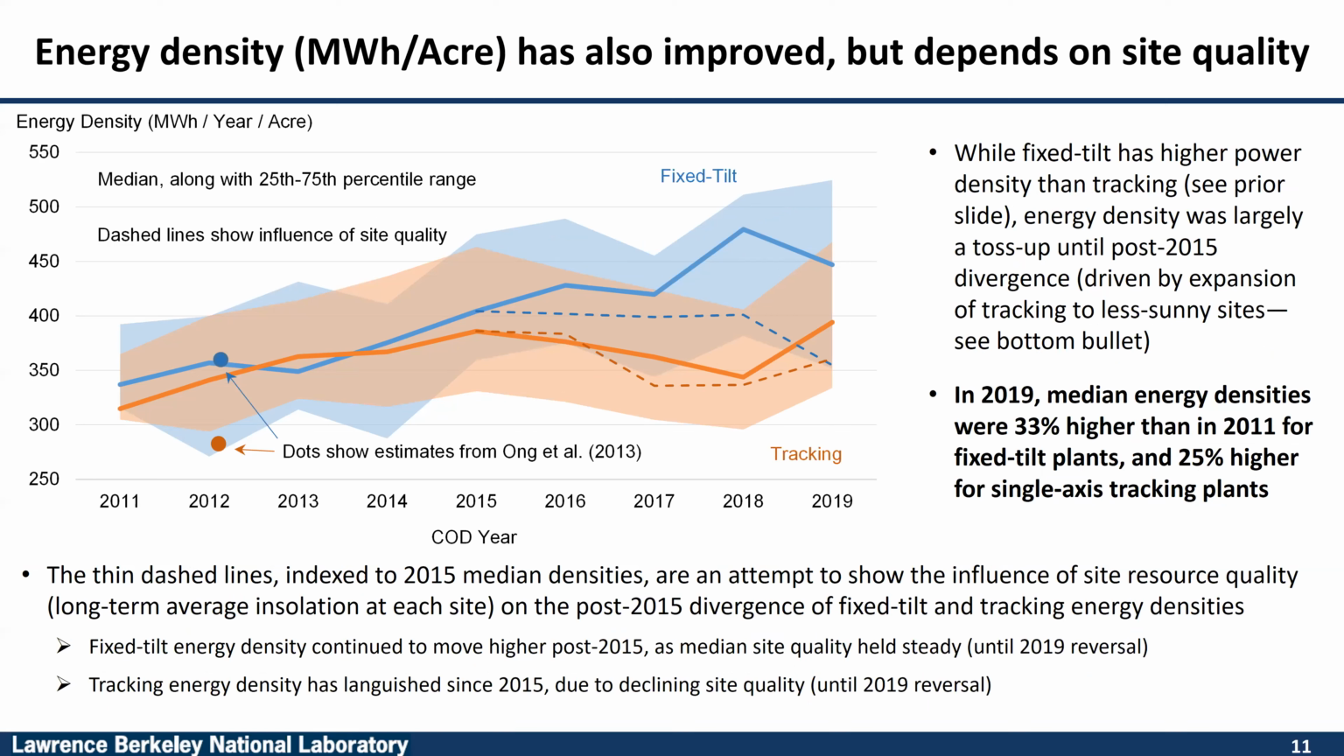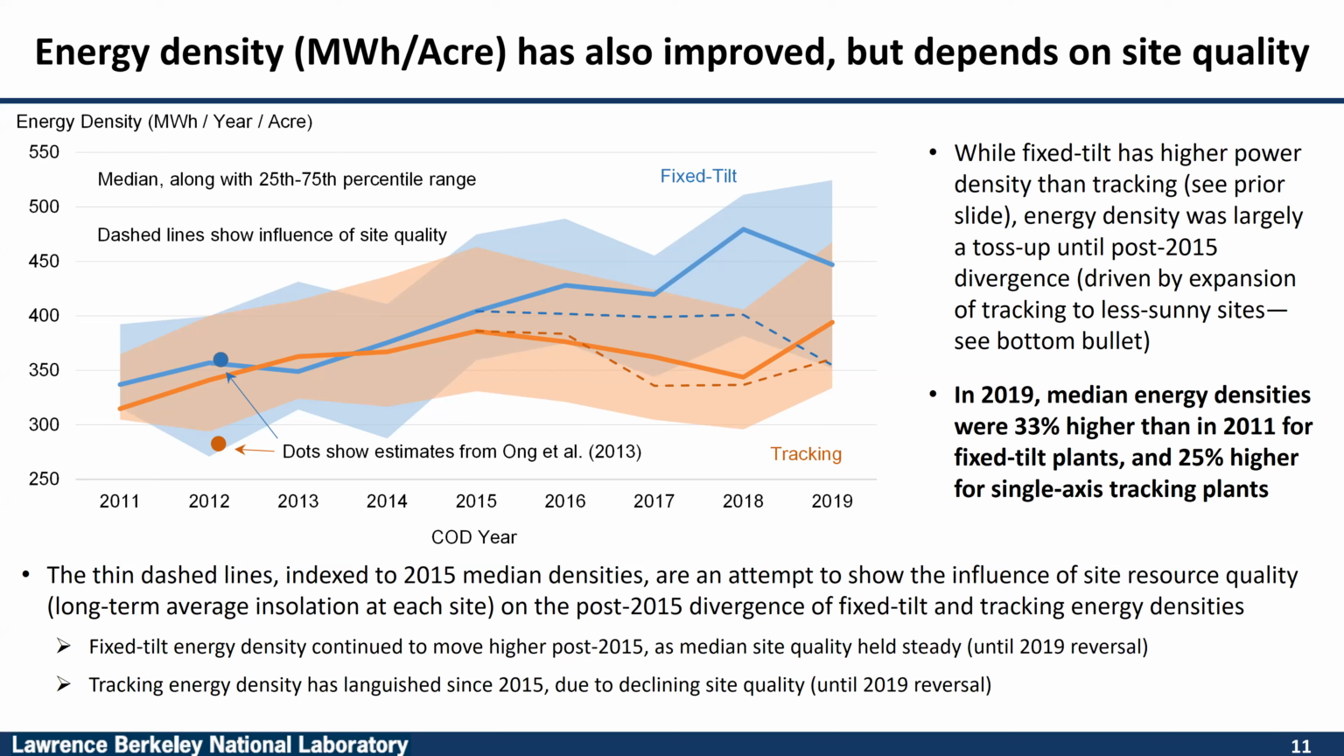Okay, here we see the corresponding graph for energy density. Whereas the prior slide showed that fixed tilt plants typically have higher power densities than tracking plants, when it comes to energy density, it's more of a toss-up due to tracking's greater production per megawatt, or greater megawatt hours per megawatt. For example, here we see that the respective energy densities of fixed tilt and tracking plants largely overlap until about 2015, at which point there is a notable divergence, which can be explained mostly by the relative migration of single axis tracking to less sunny parts of the US.